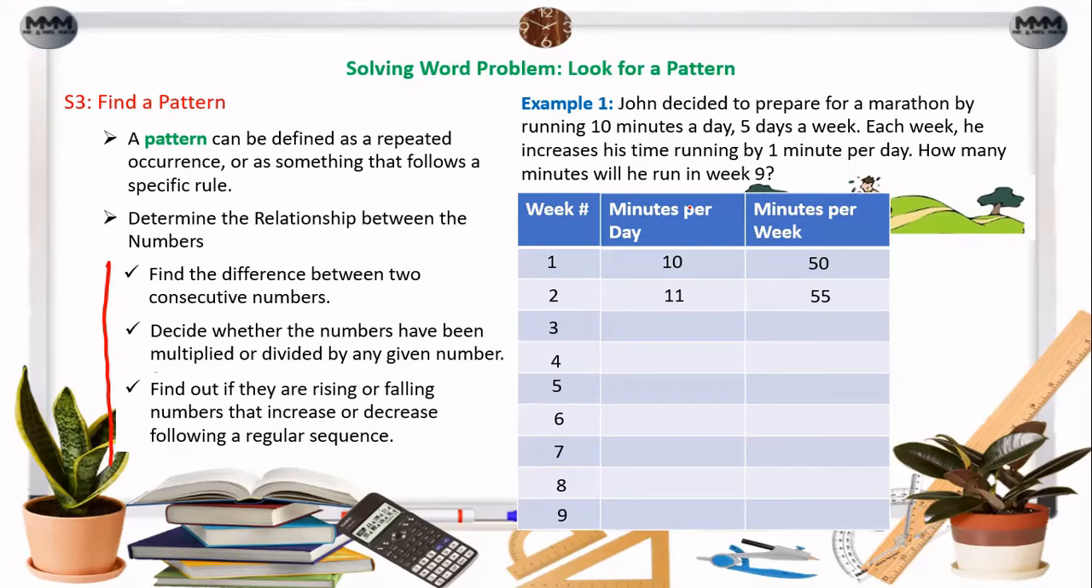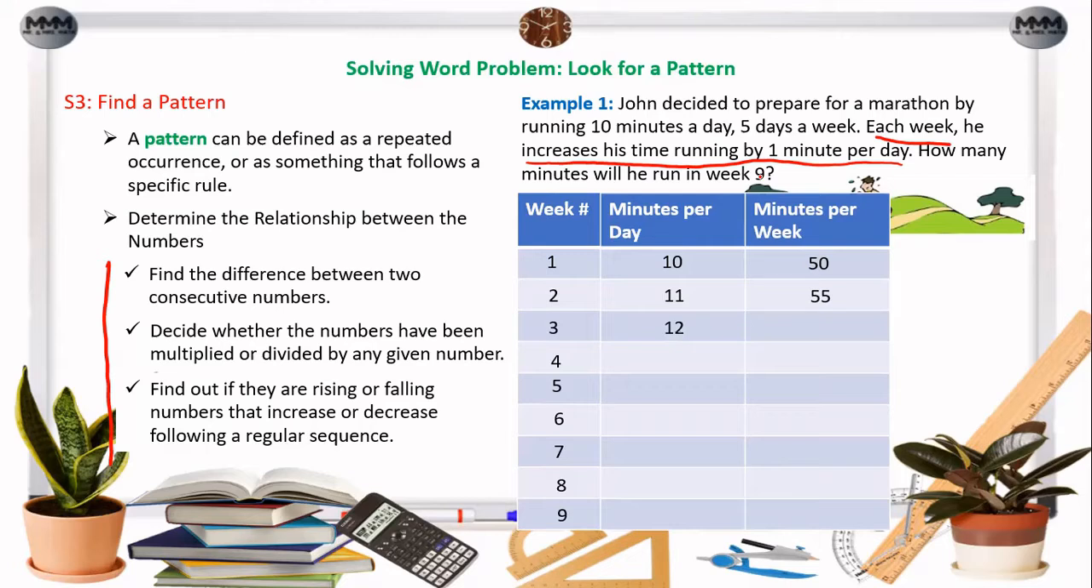So in week 3, again, notice that in the problem, each week John increases his time running by 1 minute per day. So notice that each week, during the 5 days, because he runs 5 days a week, each day it increases 1 minute. Hence, in our next entry, from week 2's 11, in week 3 it becomes 12.